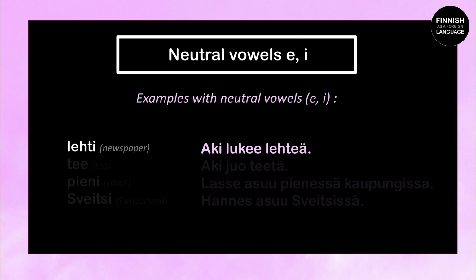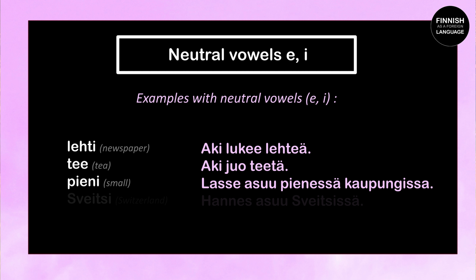Aki lukee lehteä means Aki is reading the newspaper. So lehteä here is the partitive case of the noun lehti, which means either newspaper or leaf. And because the word lehti only consists of neutral vowels, which are here e and i, we have to add the partitive ending ä to it. That is why we say Aki lukee lehteä. Next one. Aki juo teetä means Aki is drinking tea. So teetä here is the partitive case of the noun tee, which means tea in English.